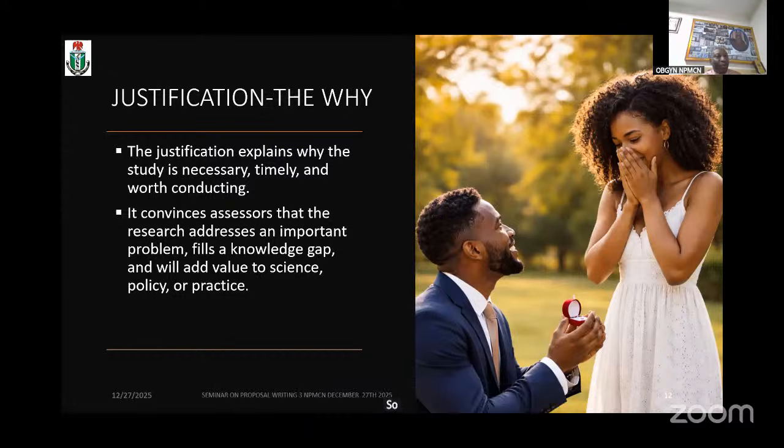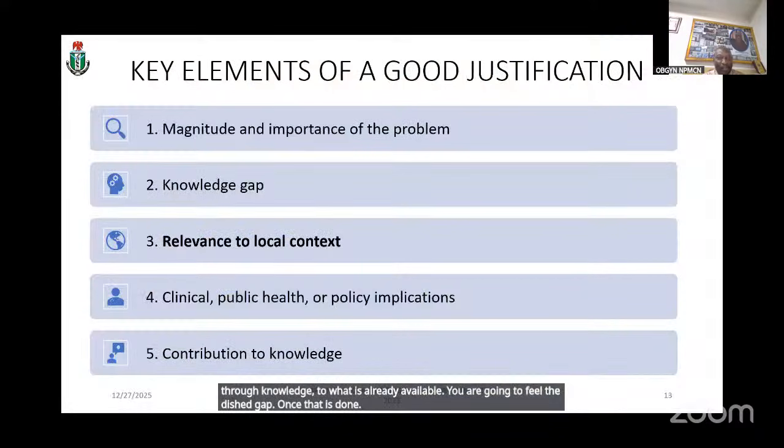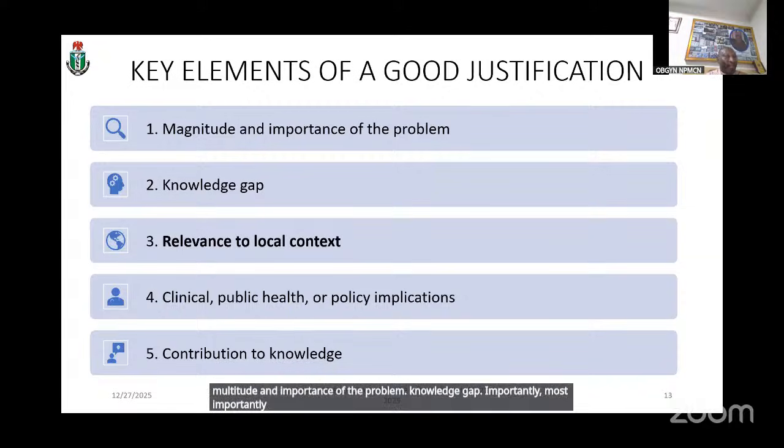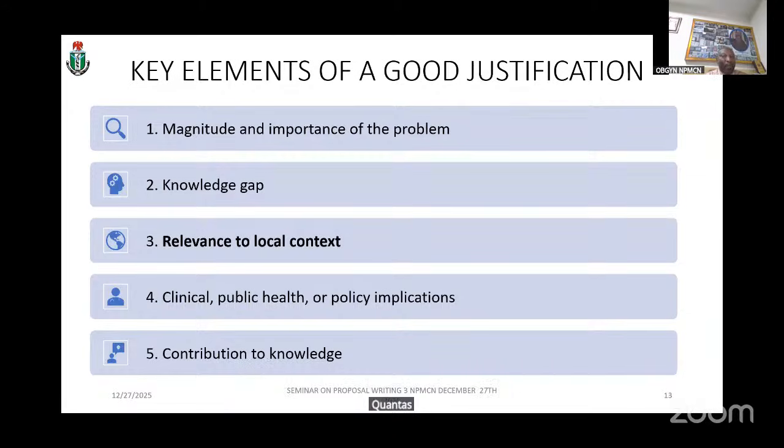So the justification explains why the study is necessary. Convince us why it is timely and why it is worthwhile. Convince the assessors that you are going to add to knowledge, to what is already available. You are going to fill the research gap. Once that is done, your justification is good to go. But remember these key elements. These five elements are key when you are crafting justification. Magnitude and importance of a problem, knowledge gap, and most importantly, relevance to local context, the clinical, public health, or policy implications, and contribution to knowledge.